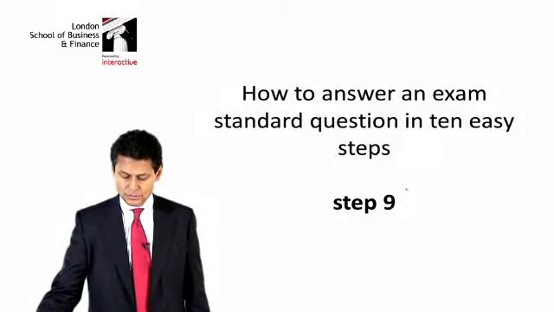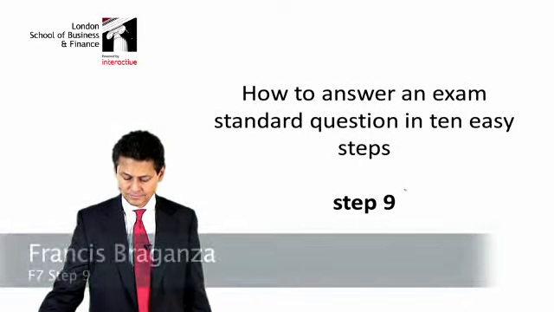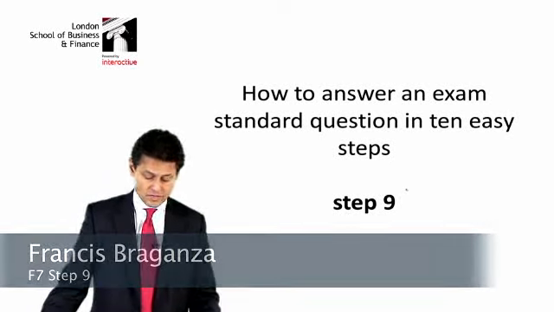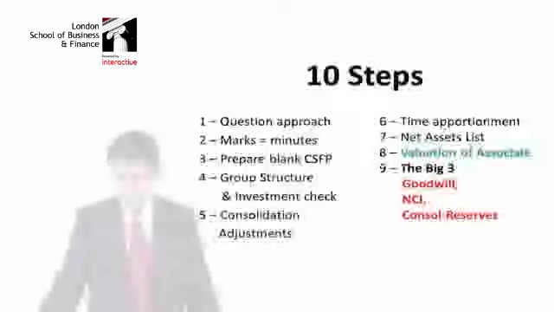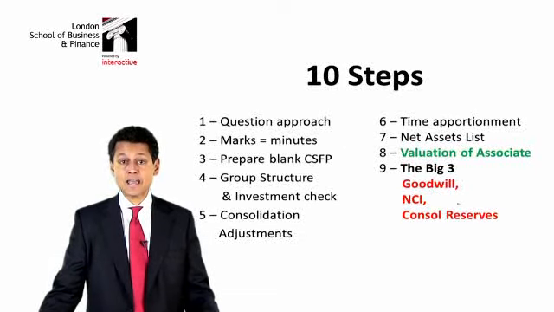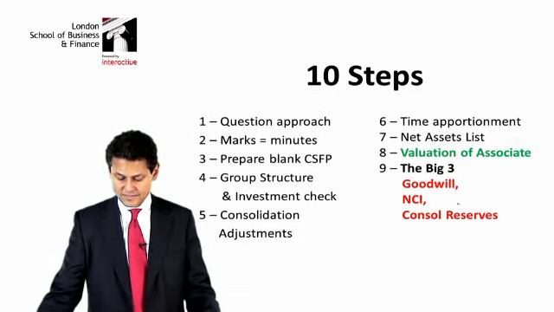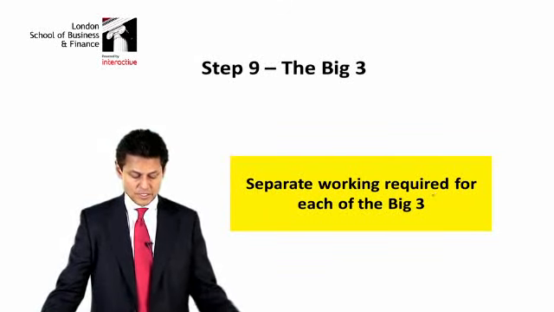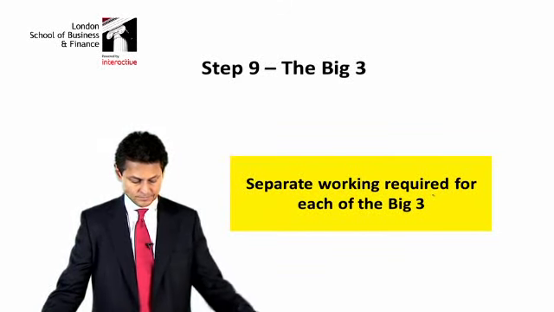We come now to step 9, which is where we do our big 3. That'll take a few minutes. The Goodwill, the NCI, and the consolidated reserves. You must have a separate working for each of the big 3. Please be careful of that.